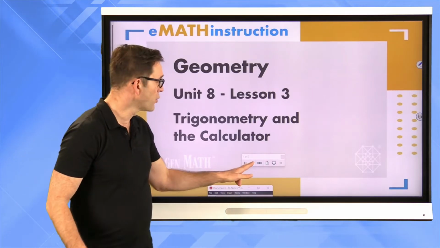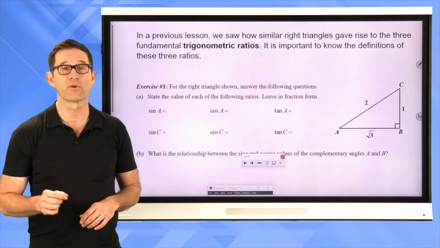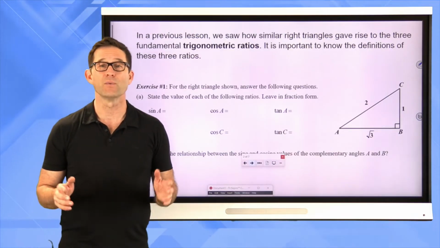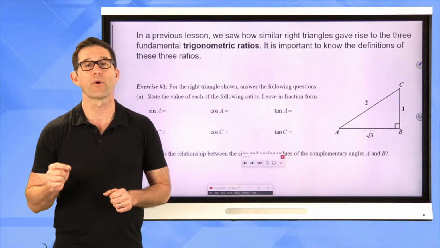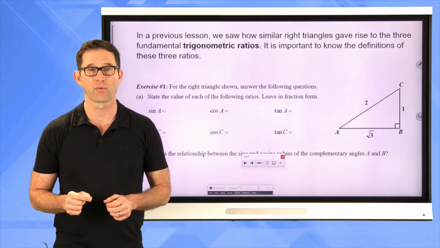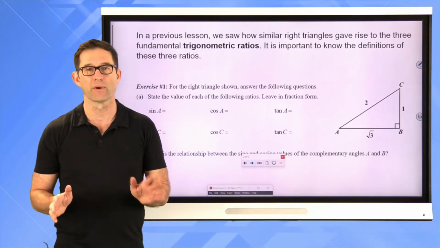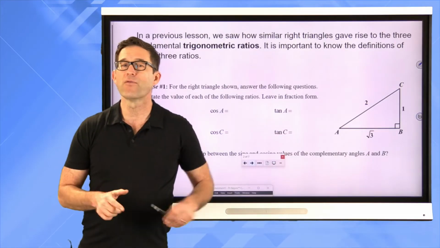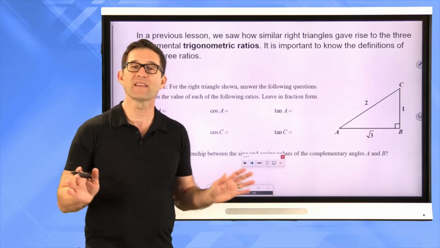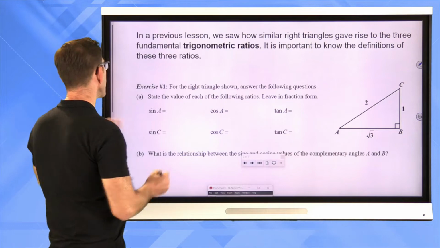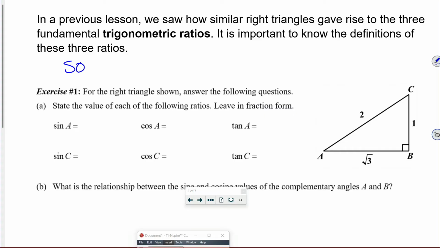Anyway, let's do a little review on what we've seen so far with trigonometry. In a previous lesson, we saw how similar right triangles gave rise to the three fundamental trigonometric ratios. It is important to know the definitions of these three ratios. Before we even move on, let's get that mnemonic up on the board. SOHCAHTOA. The sine ratio, whoops, that was supposed to be a C, because I'm trying to talk and write at the same time.